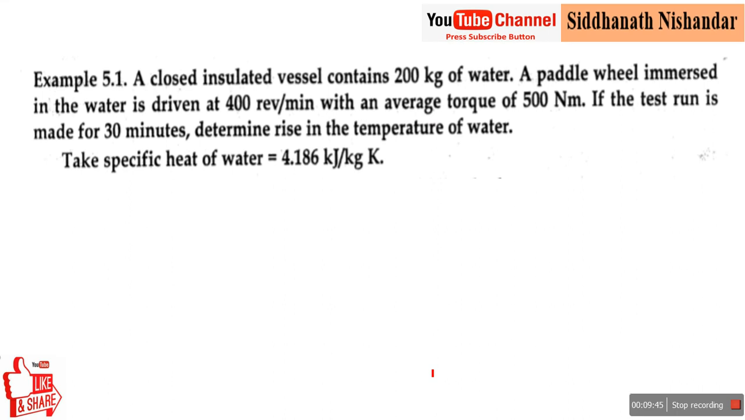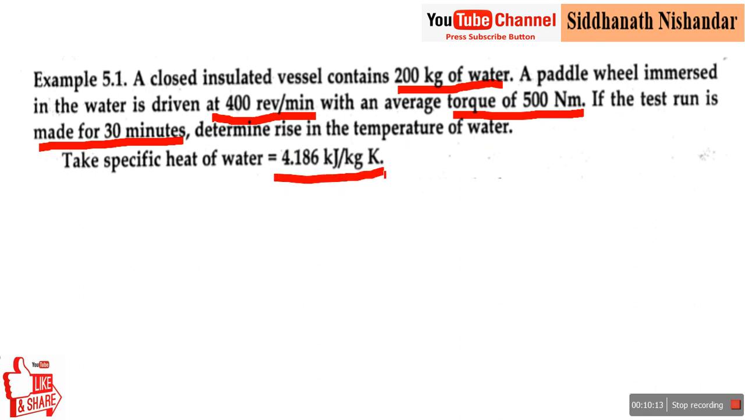Okay, now the third numerical. A closed insulated vessel contains 200 kg of water. A paddle wheel immersed in the water is driven at 400 revolutions per minute with an average torque of 500 Newton meter. If the test run is made for 30 minutes, determine the rise in temperature of water, given the specific heat of water.